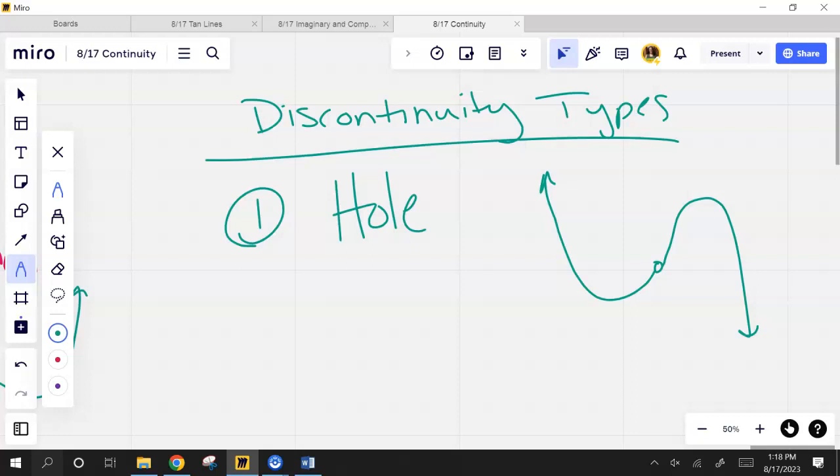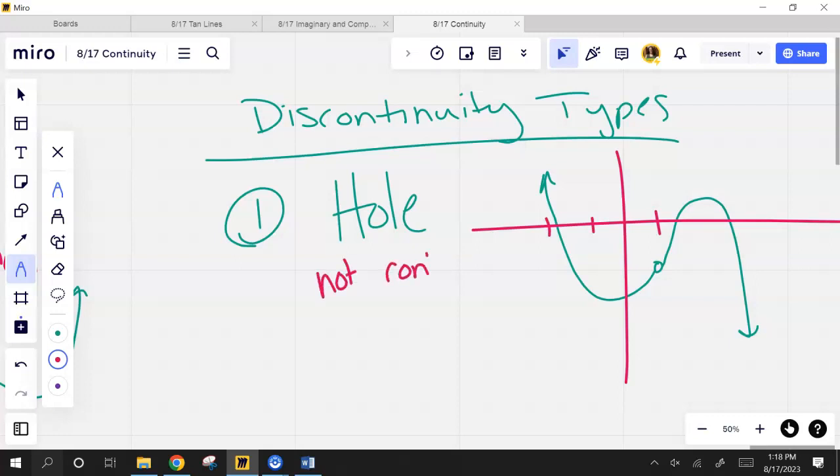I have to lift my pencil up because it can't be at the hole, right? It's not continuous. Okay. I would say this graph is not continuous at x equals 1. Does that make sense to you? Because there's a hole. Everybody okay on hole?